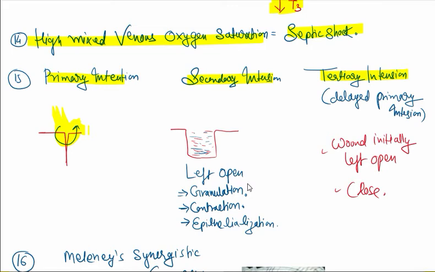And next one, secondary intention. So here there is loss of a big chunk of tissue, so approximation is not possible, and there is possible infection here too. So the wound is left open, of course with treatment, antibiotics, etc., and then it is left open to heal by itself with granulation, contraction and epithelialization.